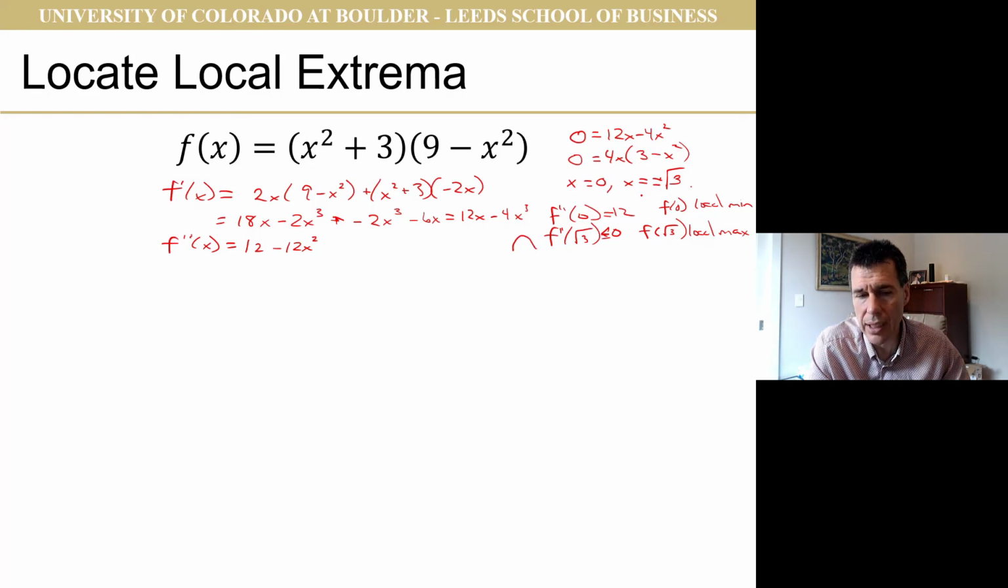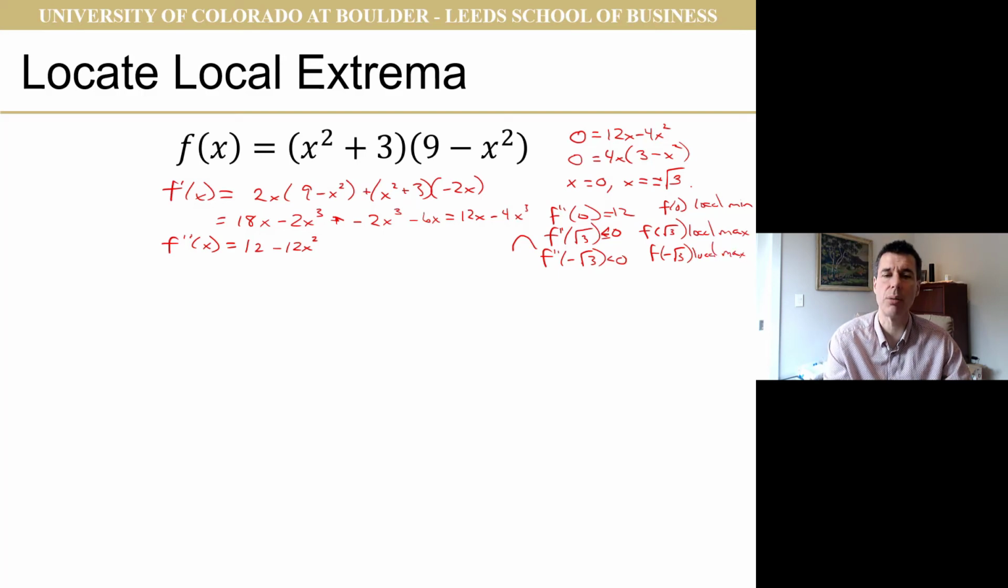And we put in negative square root of 3. Again, that's going to be negative. So f″(−√3) is less than 0. So f(−√3) is a local max. Okay, so that's all we're doing.